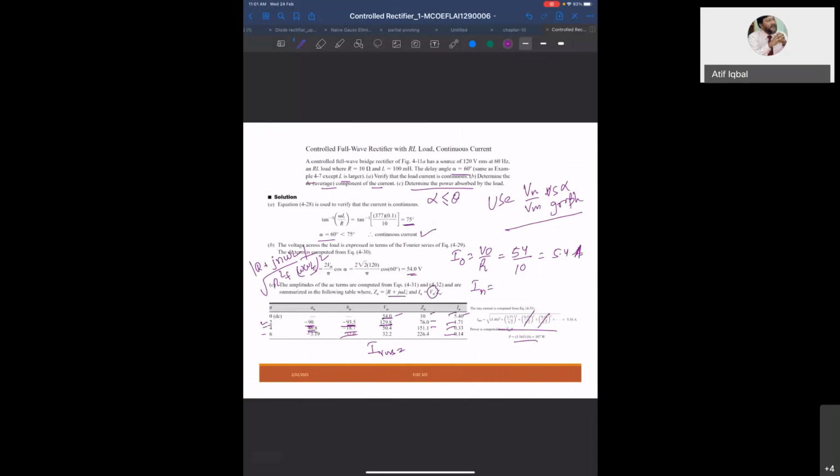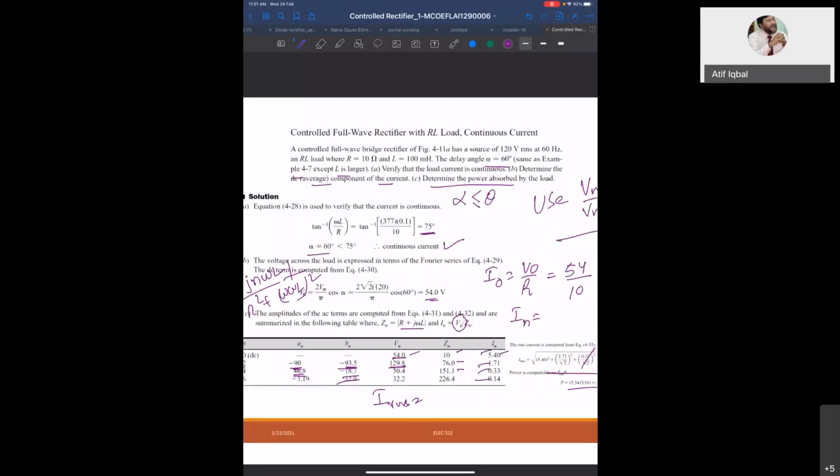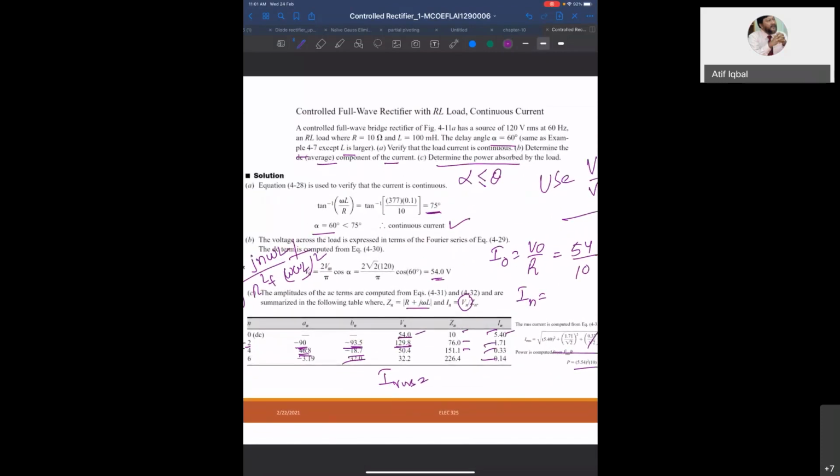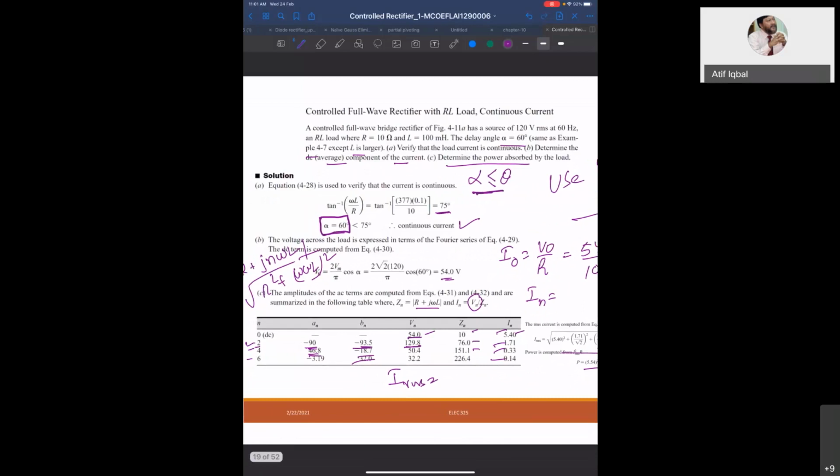So in the previous lecture, we were discussing the full wave rectifier with RL load for continuous and discontinuous modes of operation. In this example, the triggering angle or delay angle is given as 60 degrees, which is less than theta, the angle of the impedance, so it remains in the continuous conduction mode. With continuous conduction, the average output voltage is obtained as 2Vm/π cos α, which is 54.